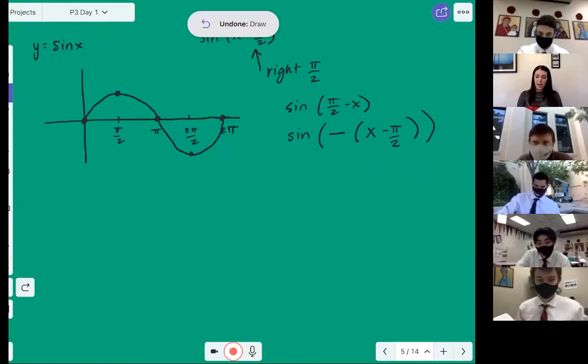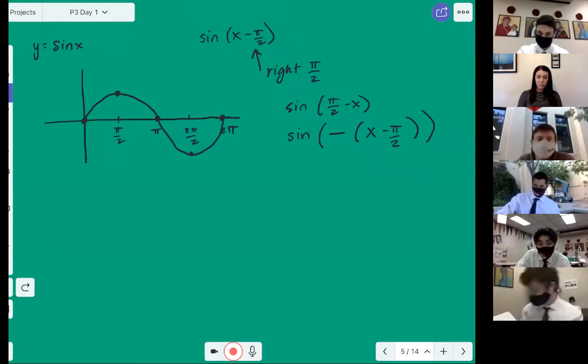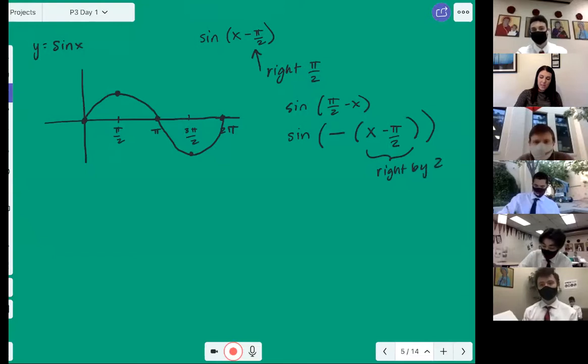So if I take out that negative, I have sine of negative parentheses x minus pi over 2. Well, this still means right by pi over 2. What does this one mean though? What does that negative inside of the parentheses do? Does anyone remember? This was a little bit of a harder transformation to remember. What's that do? Don't we flip over the x-axis?